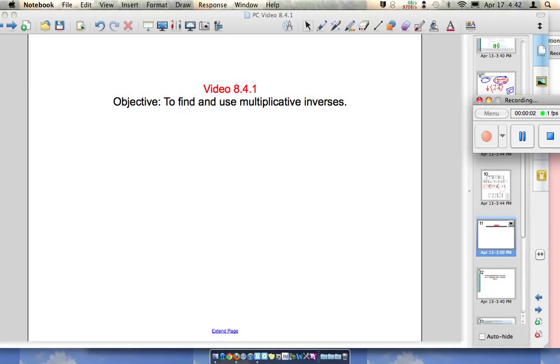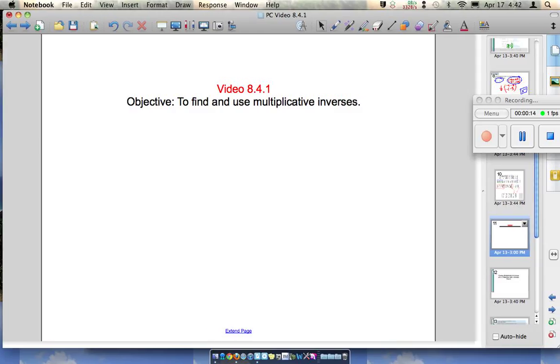This is video 841, and the goal here is to be able to find and use multiplicative inverses. We already talked in class about how to find them for a 2 by 2 matrix. In this video, we're going to look more at a 3 by 3 and beyond.